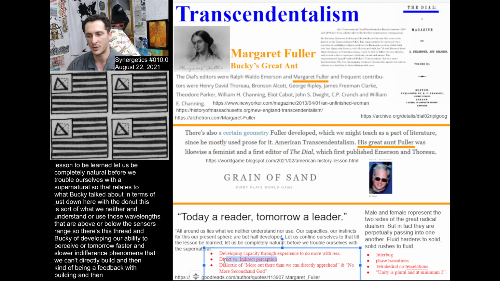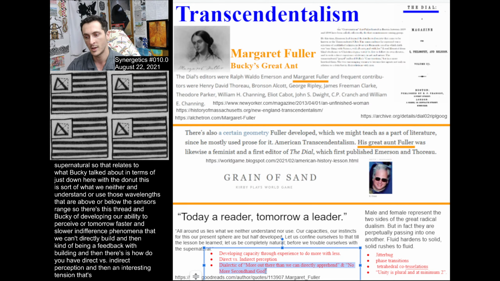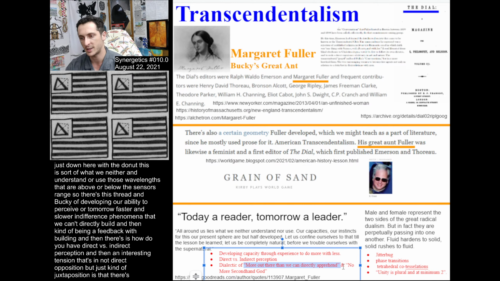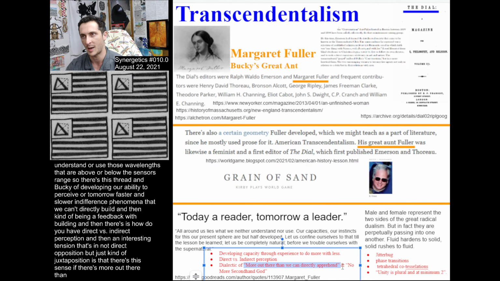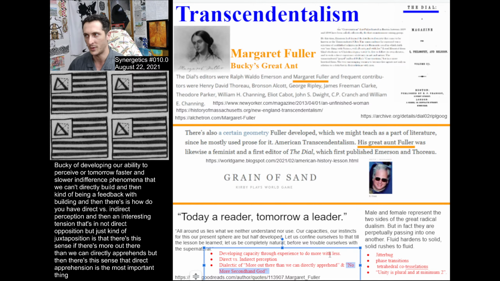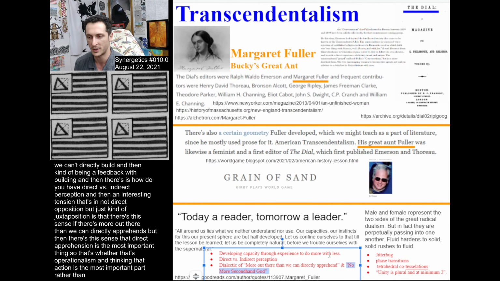And then there's this idea of direct versus indirect perception. And then an interesting tension, not in direct opposition, but just in juxtaposition, is that there's this sense that there's more out there than we can directly apprehend. But then there's this sense that direct apprehension is the most important thing. So that's whether that's operationalism and thinking that action is the most important part rather than knowledge of our existence.